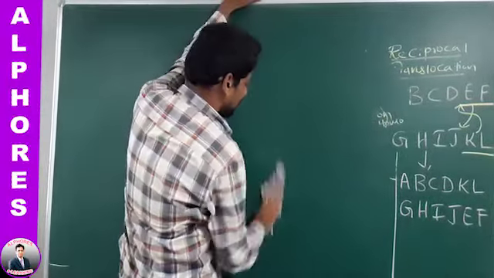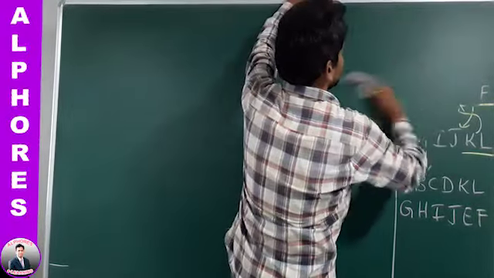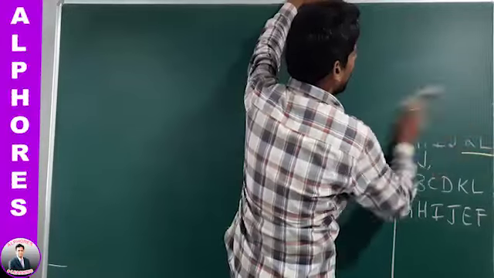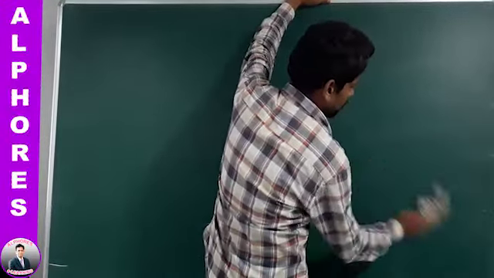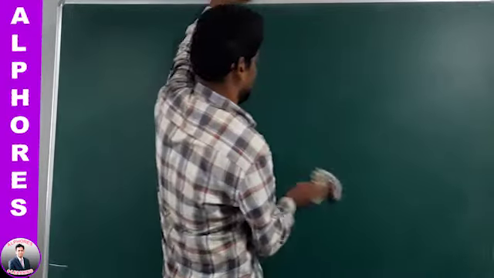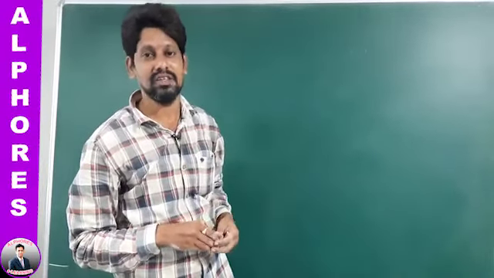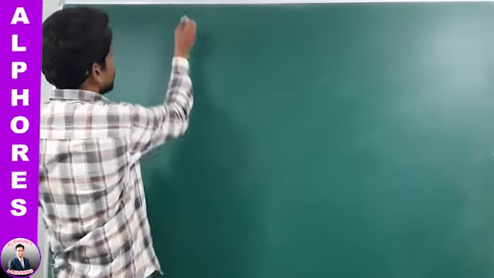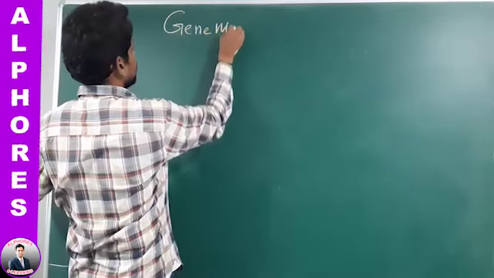Therefore, in translocations, non-homologous chromosomes are involved. Which chromosomes? Non-homologous chromosomes are involved. Now go for the next type of mutations, that is gene mutations.